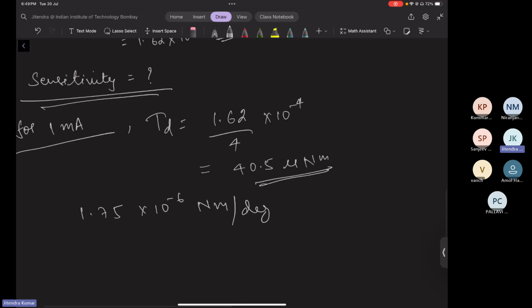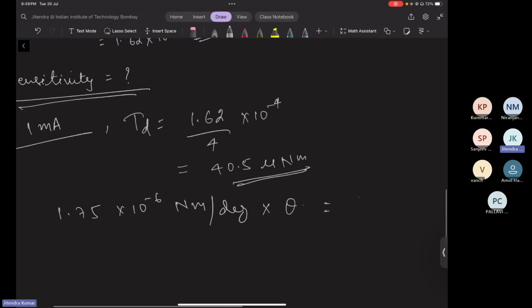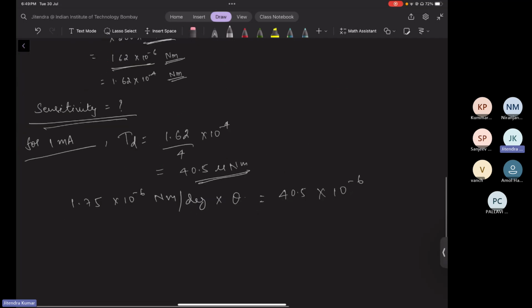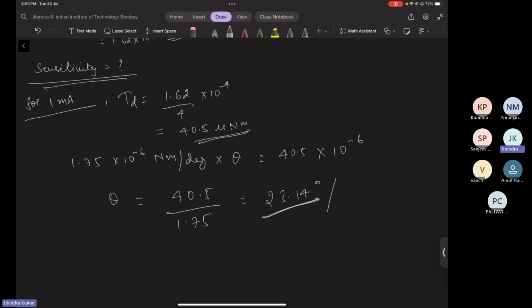This spring constant K into theta is equal to 40.5 into 10 raised to power minus 6. So theta will be how much? 40.5 divided by 1.75. So theta will be approximately 23.14 degree deflection of the pointer. I hope everyone is getting this much, 23.14 degree. So this much deflection will be there per milliampere. If you provide this instrument with 1 milliampere of current, you will get a deflection of 23.14 degree.